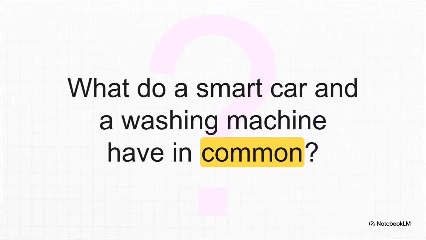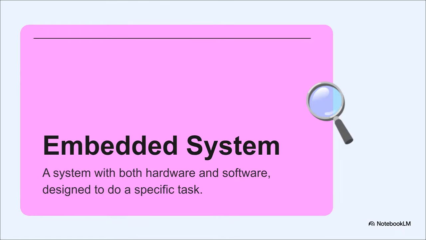So, let's start with a little riddle. What on earth does a cutting-edge smart car have in common with, say, your washing machine? I mean, they seem like they're from completely different planets, right? But believe it or not, they share a fundamental secret, a design principle that actually powers most of the tech world around us. And the answer? They're both what we call embedded systems.